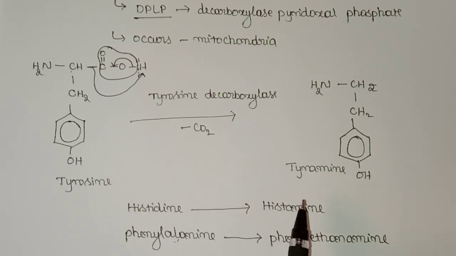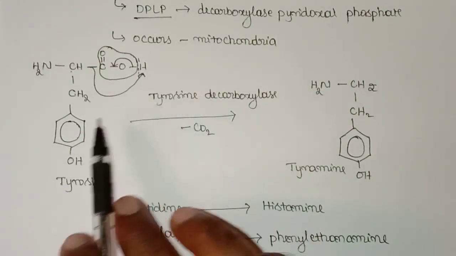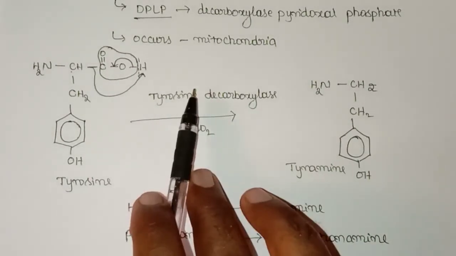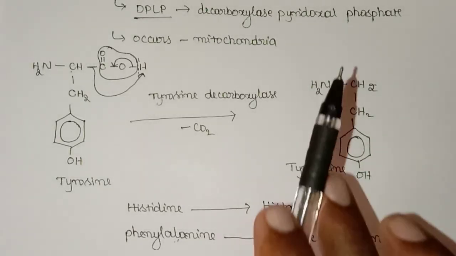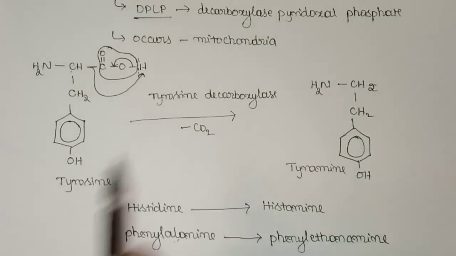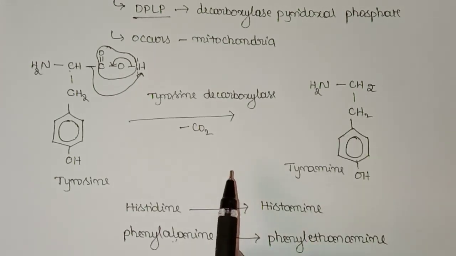Clear? That means when you subject amino acids to decarboxylation, we get the corresponding amines after elimination of carbon dioxide. So these are the reactions of amino acids due to the COOH group. So that's all for this session.